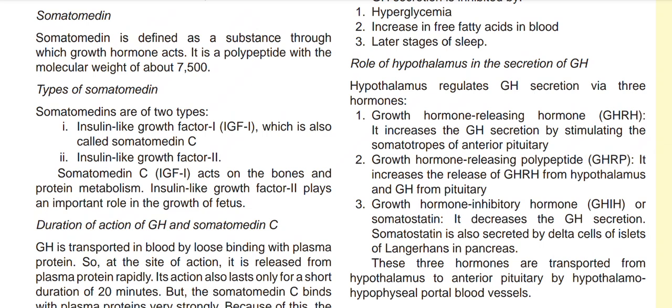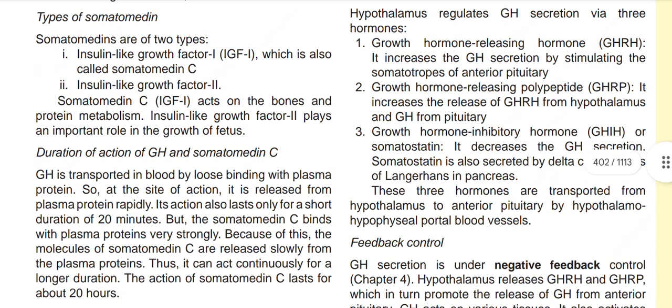Somatomedins are of two types: insulin-like growth factor 1 (IGF-1), which is also called somatomedin C, and insulin-like growth factor 2. Now, somatomedin C or insulin-like growth factor 1 acts on the bones and protein metabolism, and insulin-like growth factor 2 plays an important role in the growth of the fetus.